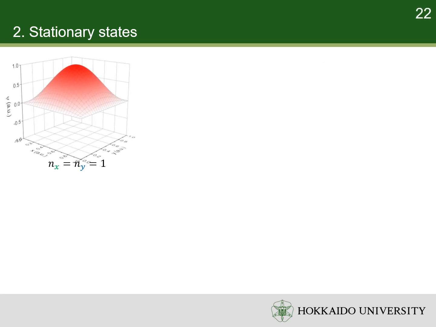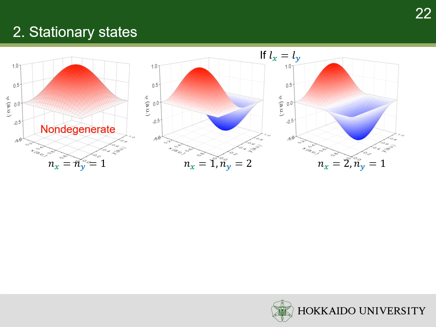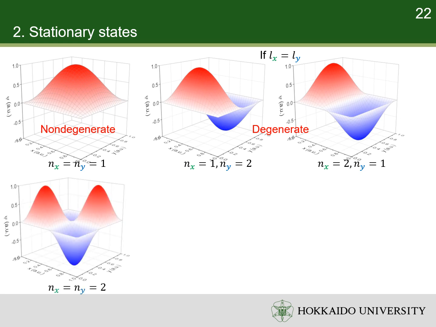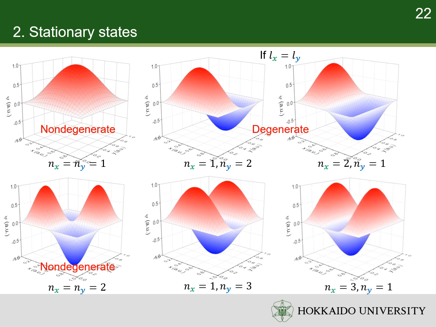The ground state is given by nx equals ny equals 1. It is non-degenerate. If Lx equals Ly, the first excited level is given by nx equals 1, ny equals 2, or nx equals 2, ny equals 1. It is doubly degenerate, degeneracy 2. The second excited level is given by nx equals ny equals 2. It is non-degenerate. And the third excited level is given by nx equals 1, ny equals 3, or nx equals 3, ny equals 1. It is doubly degenerate again.